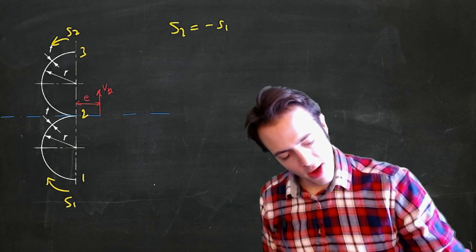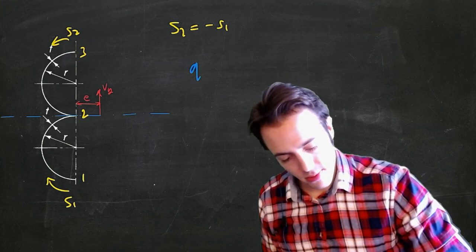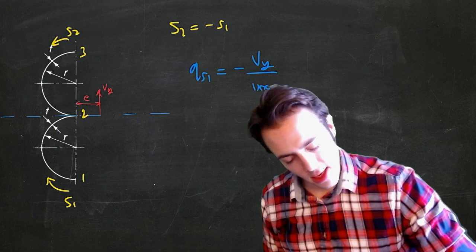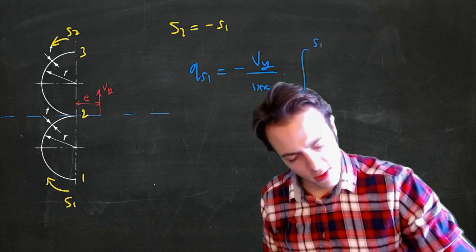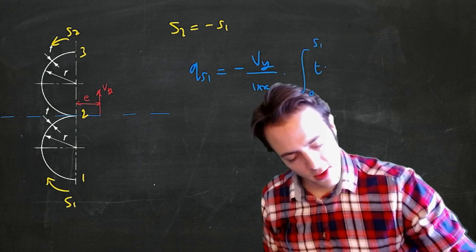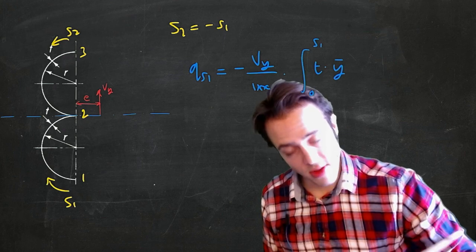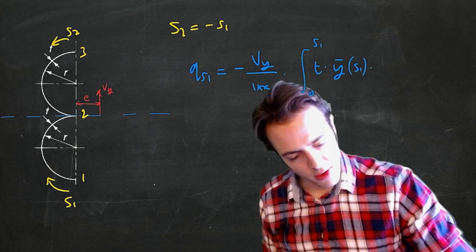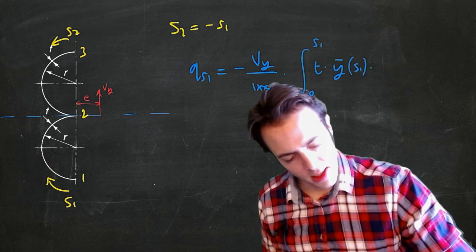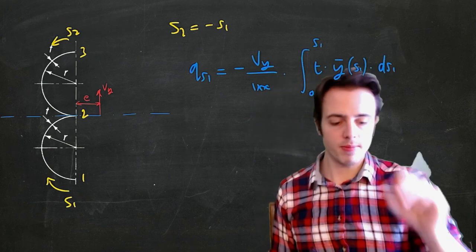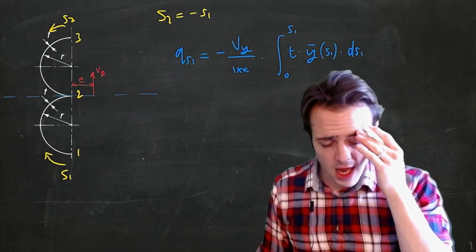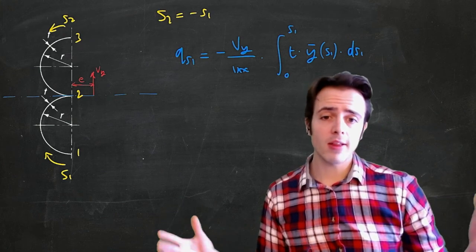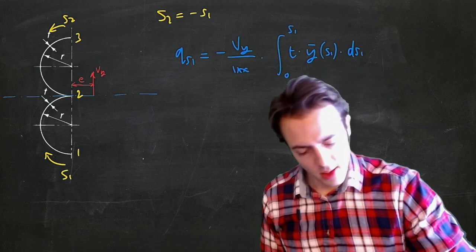So our generalized expression that's going to help us in here, we know that Q of S1 is equal to minus Vy on Ixx multiplied by the integral from S1 to 0 of thickness multiplied by y bar, which is the vertical separation from the centroid, as a function of S1, integrated with respect to ds1. So that's what we're going to need to solve. There's two things that we don't know how to do yet, or you don't know how to do, but we're going to work out how to do them.